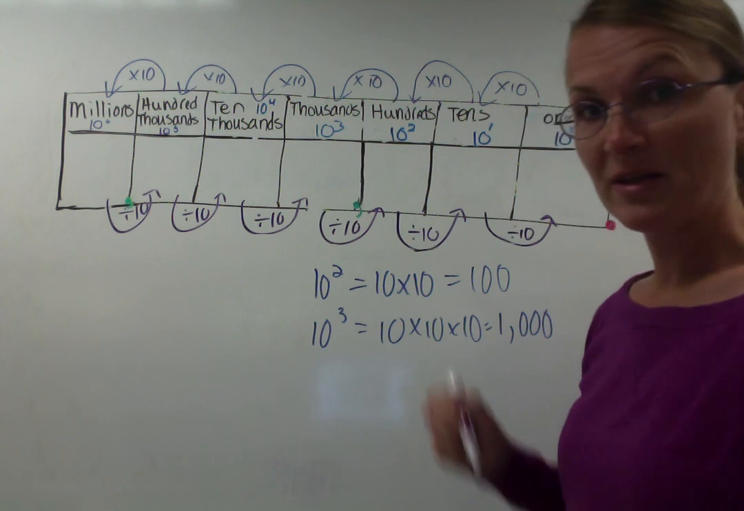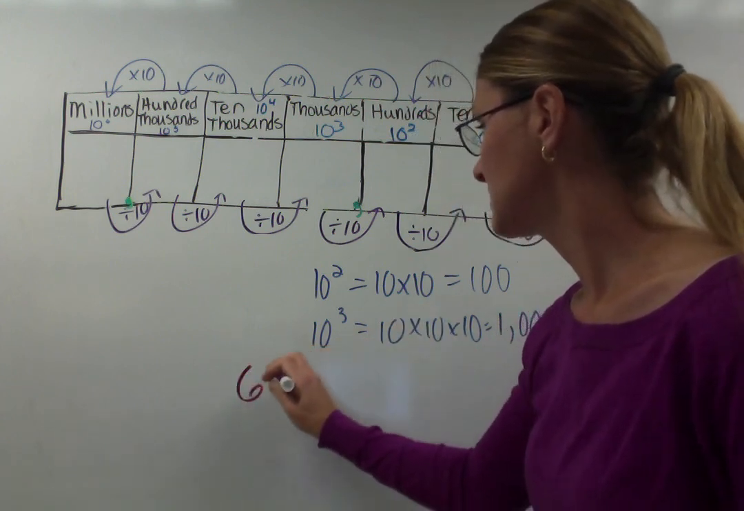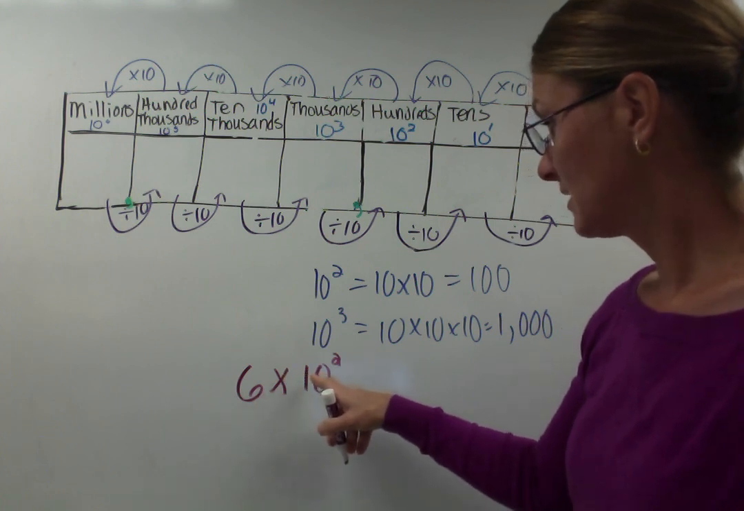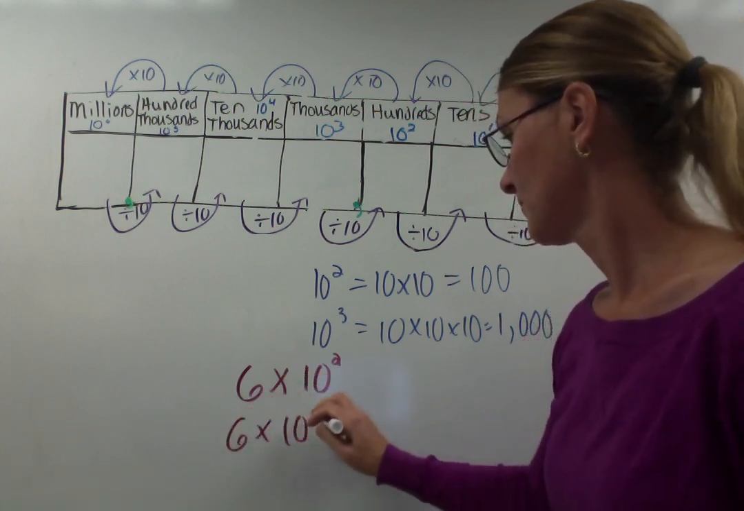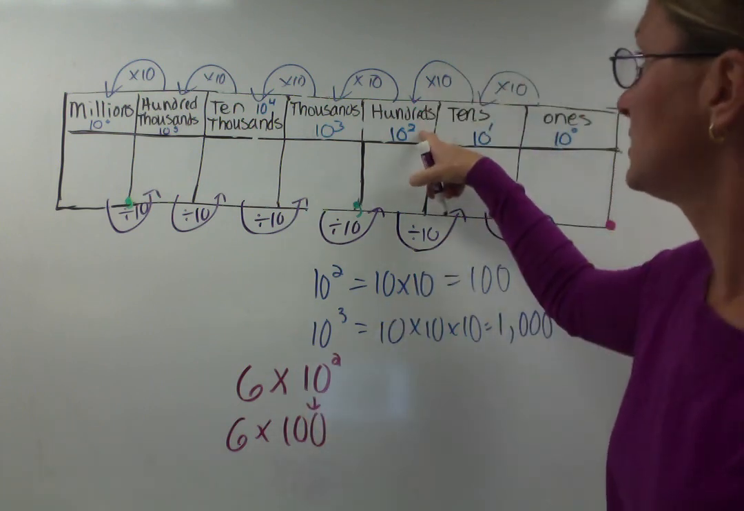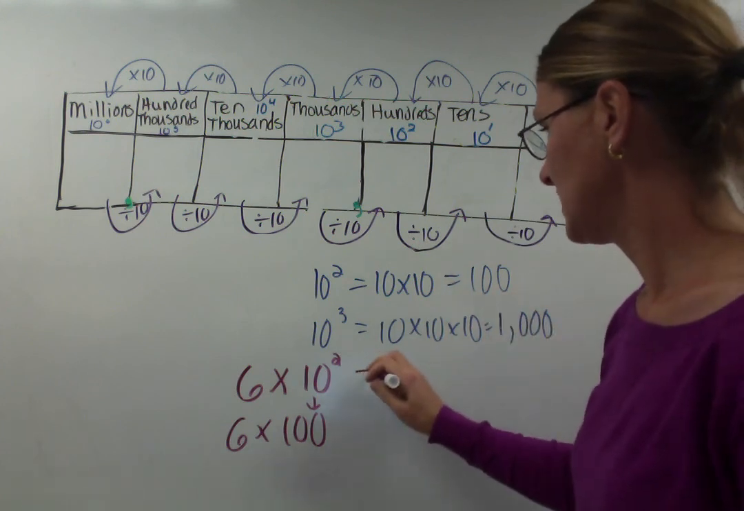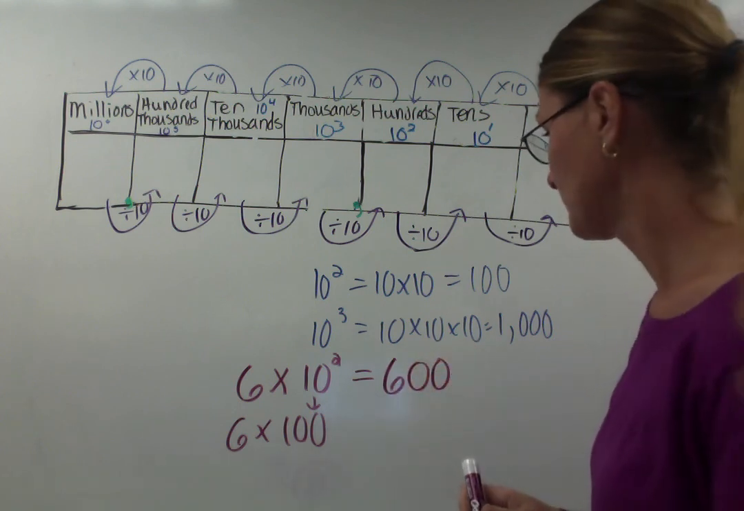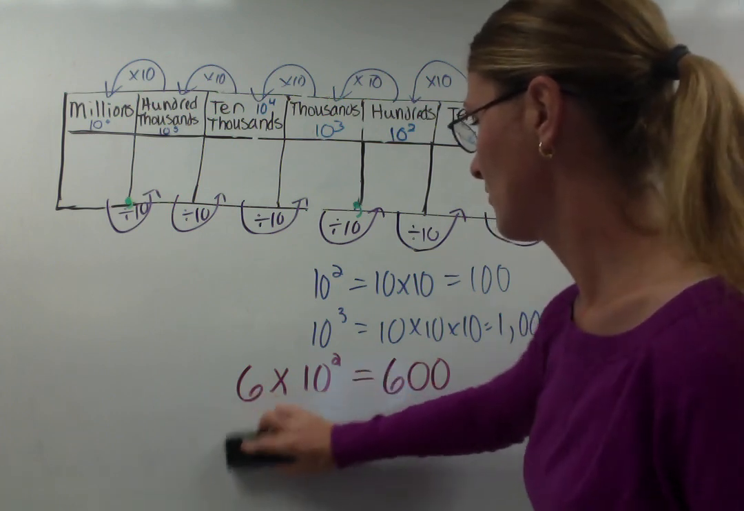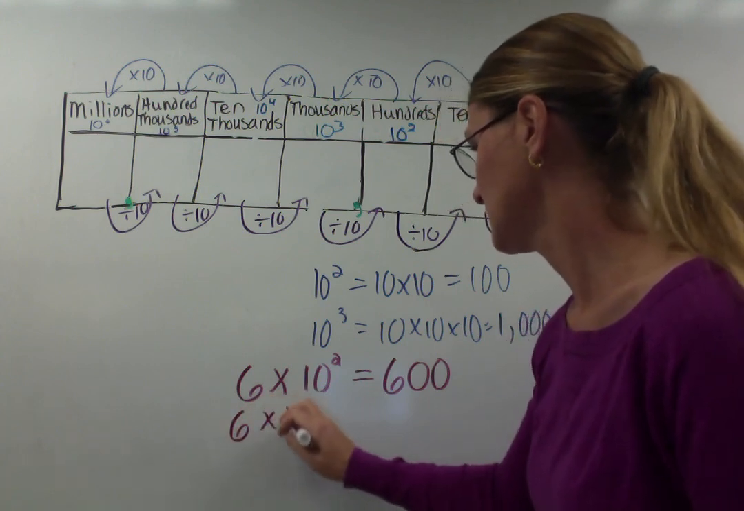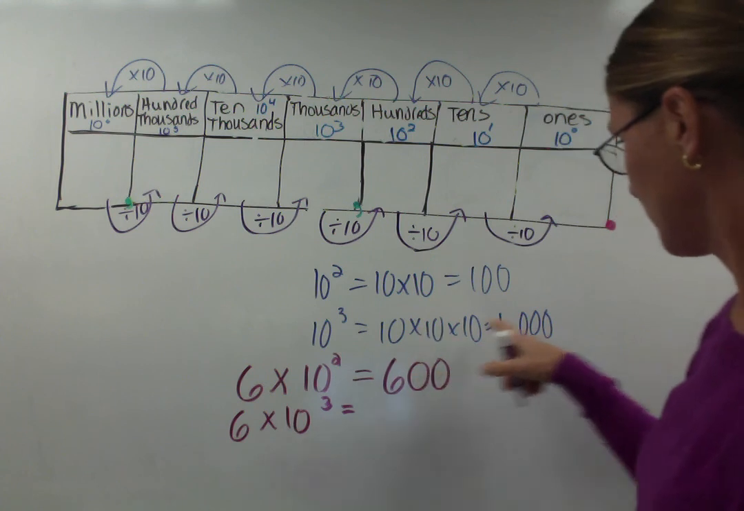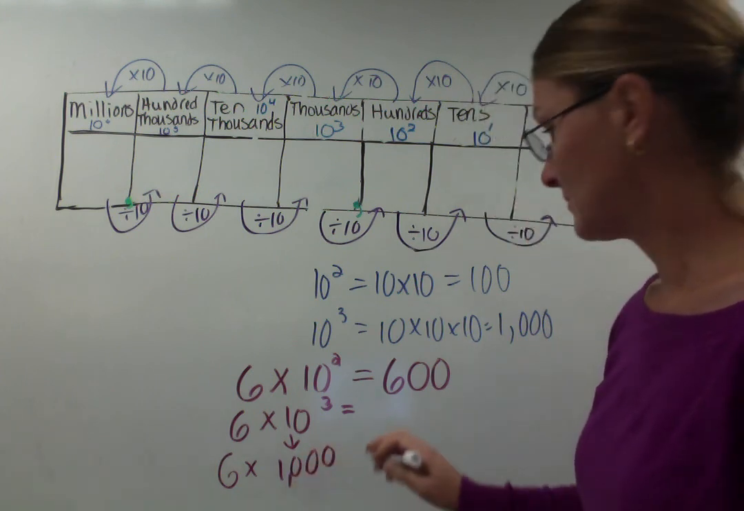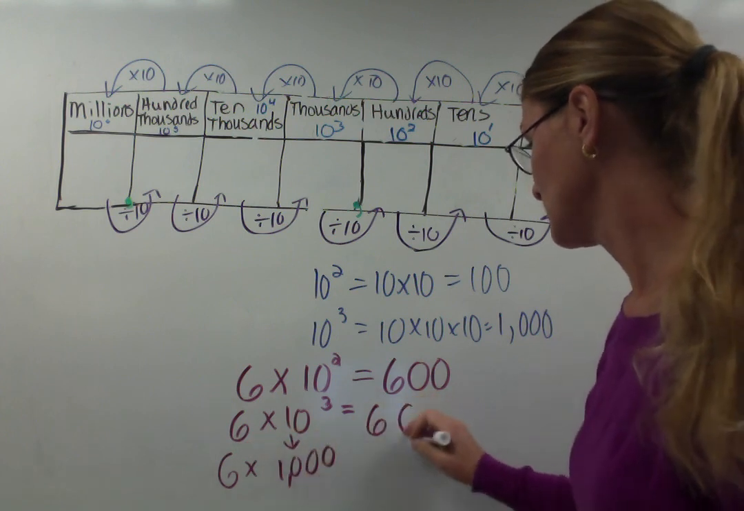So if we were to multiply 6 times 10 to the second, what we're really multiplying is 6 times 100, because 10 to the second is 100 right here. So that means 6 times 10 to the second would be 6 times 100, which is 600. It would be the same thing if we were multiplying 6 times 10 to the third. 10 to the third is 1,000, so it would be the same thing as 6 times 1,000, which would be 6,000.